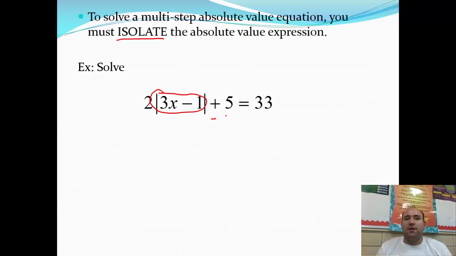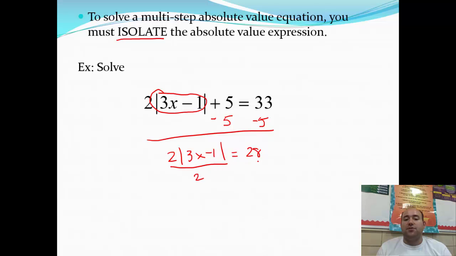So we'll do everything we've done before to do that. We'll subtract 5 from both sides, and then that's going to be 28. Then this is 2 times, so to undo that, we're going to divide by 2. And we get the absolute value of 3x minus 1 equals 14. All right, so now we'll split and rewrite into two equations.